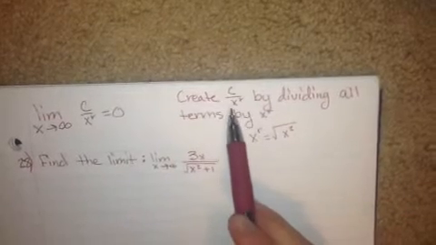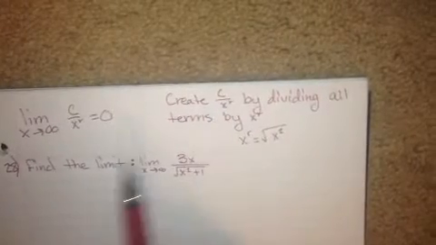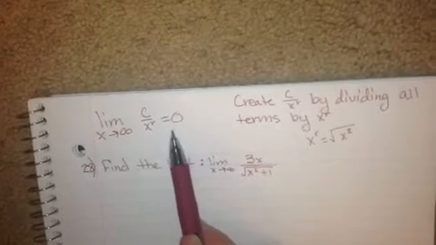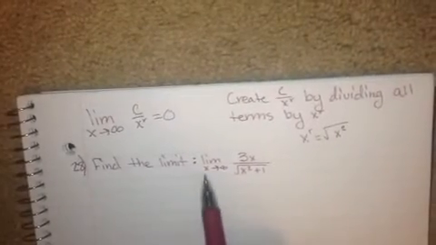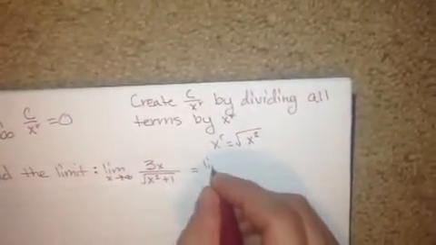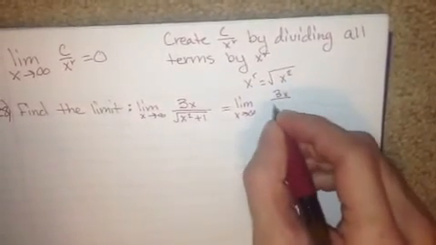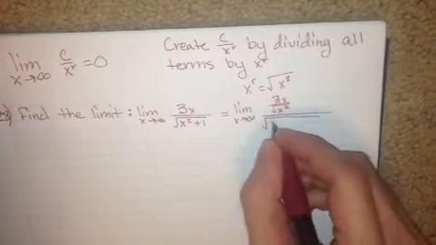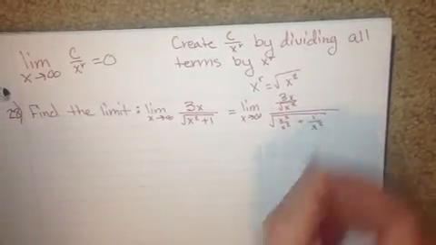Now the reason we have to create c over x to the r is because the only way we can find the limit as x approaches infinity is by c over x to the r, which equals 0. There's no other way to plug in infinity and actually be able to find the limit. So when I divide all the terms by x to the r, the limit as x approaches infinity is 3x over radical x squared, all over radical x squared over x squared plus 1 over x squared.